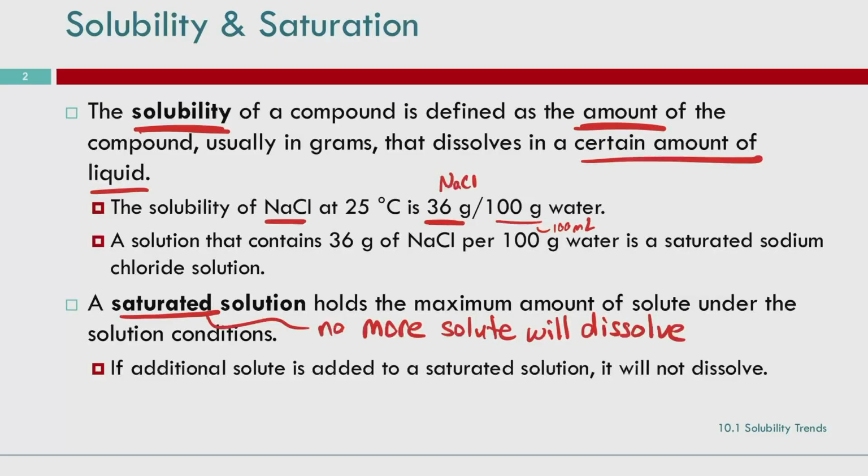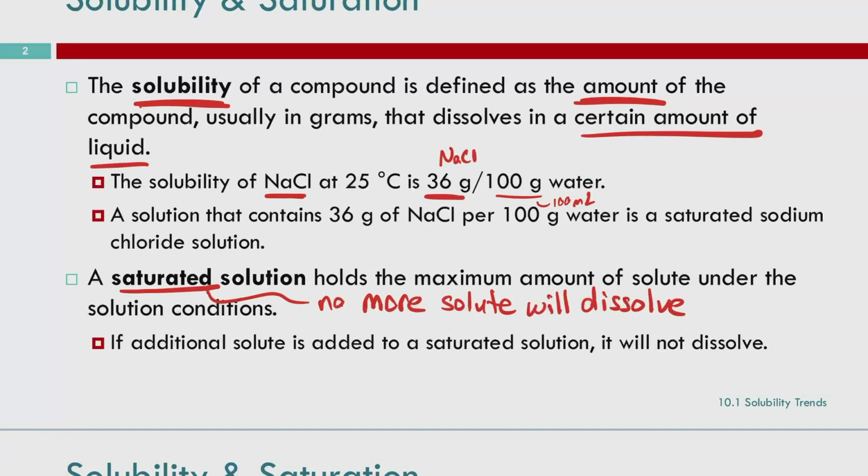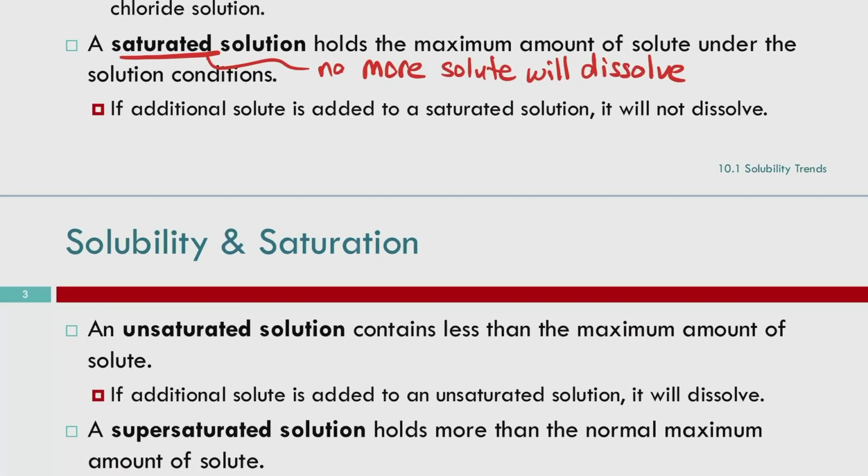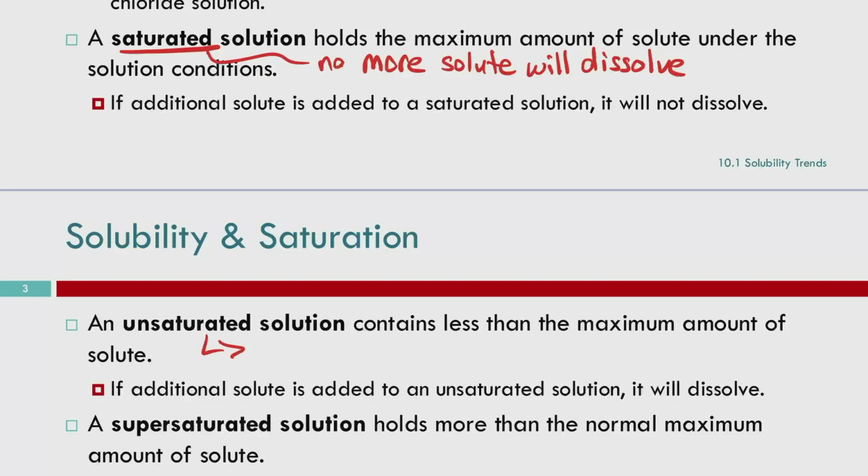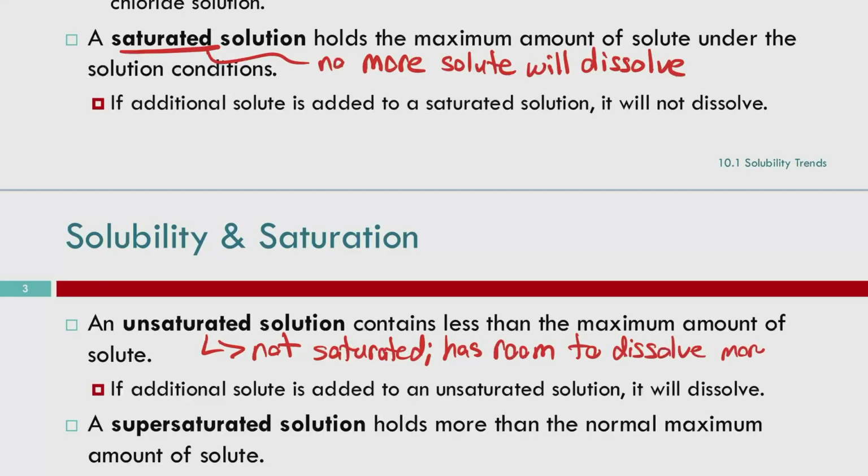There's also cases where we'll have less than that solubility amount, and we would call that an unsaturated solution. It's not saturated. It has room to dissolve more solute. So saturated is when we're at our limit. Unsaturated is below our limit.